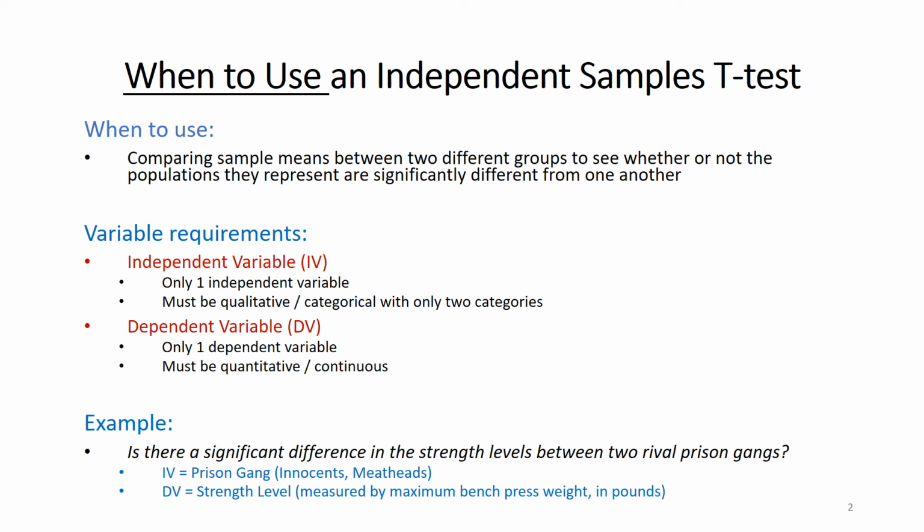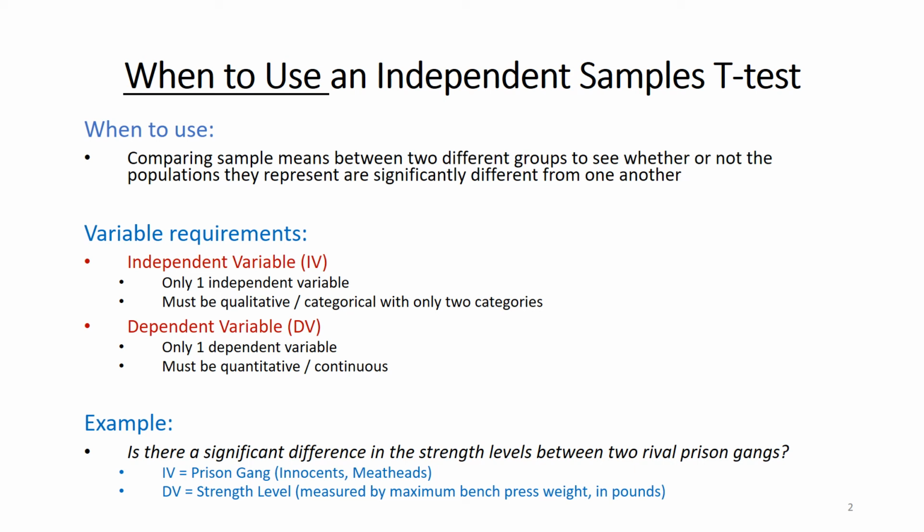So an example, and this is going to be the first example that we're going to see some actual SPSS output for in a couple slides. We ask sort of a silly question, but something to keep us going. Is there a significant difference in the strength levels between two rival prison gangs? So let's imagine that we want to say, does the prison gang you're in have an impact on, or is it associated with, your strength level?